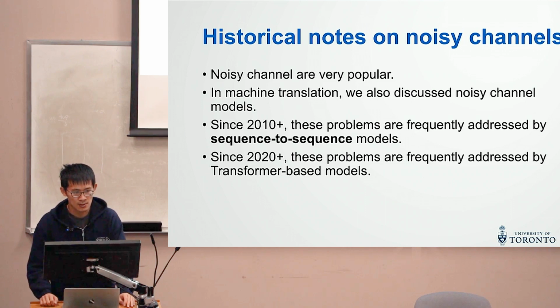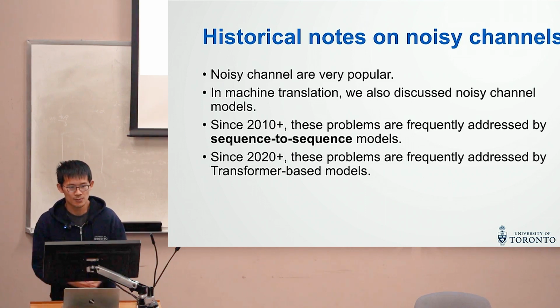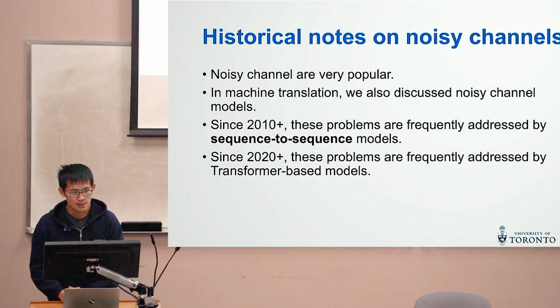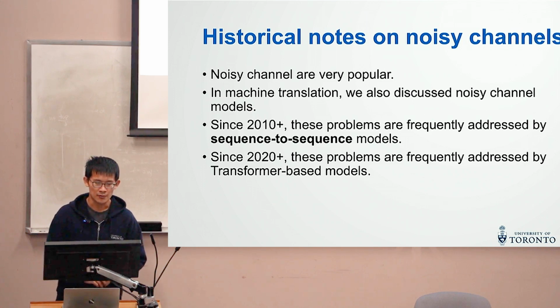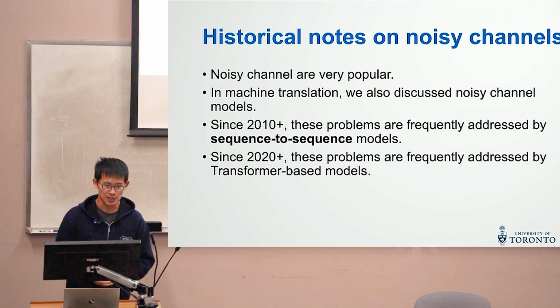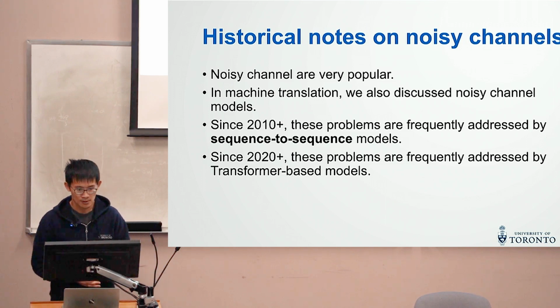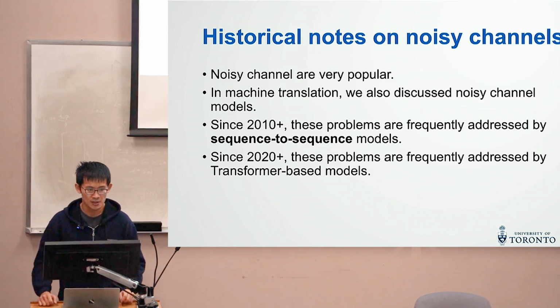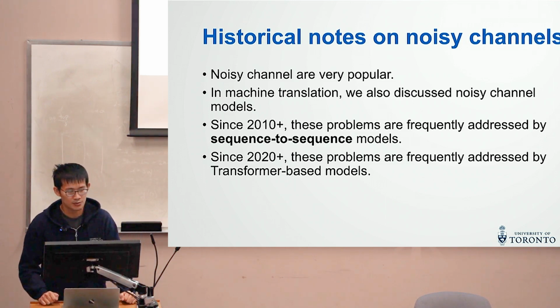So since around 3 years ago, these problems are frequently addressed by transformer-based models. And actually, before 2020, these kinds of sequence-to-sequence models were usually based on recurrent neural networks, including the long short-term memory. But now many of these problems are addressed by transformer-based models.